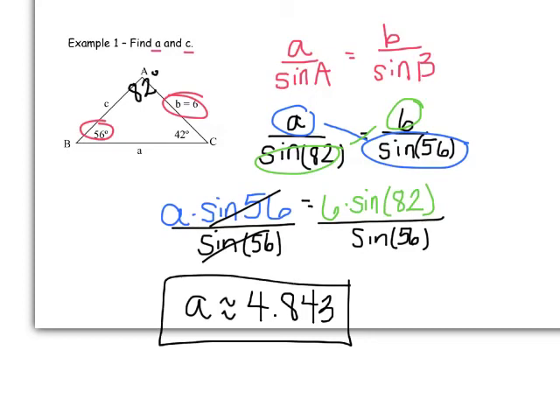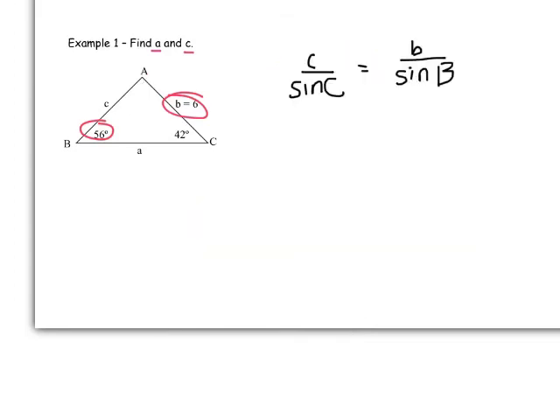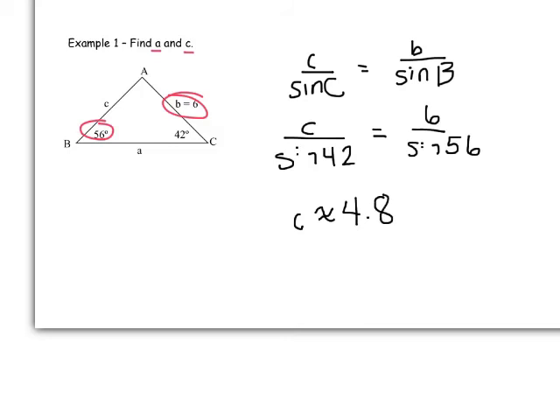Okay, so why don't you pause this and see if you can get b, or not b, get c by doing the same thing. Remember that you should use b and B for the other half. So go ahead and pause this. All right, so this is the formula I'm going to use. So I have c over sine 42 equals 6 over sine 56. And if you cross multiply, you should have found that c is approximately 4.843. I'm sorry, I think I wrote that down wrong earlier. a was actually 7.167.